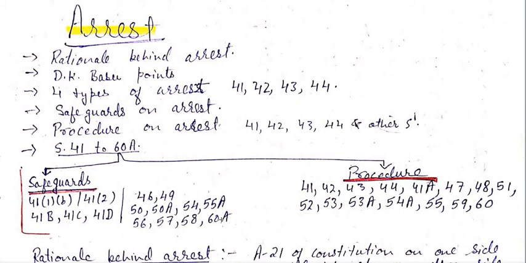Procedure की बात करें, means proceedings of arrest. In this the sections are 41, 42, 43, 44, 41A, 47, 48, 51, 52, 53, 53A, 54A, 55, 59, 60. These are the sections related to the procedure of arrest, search and all that covers in this.